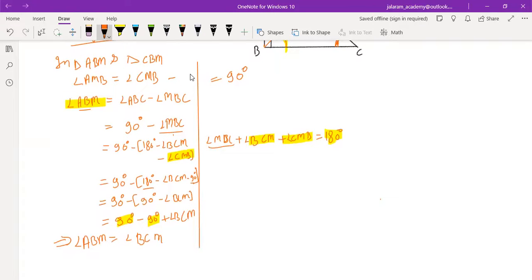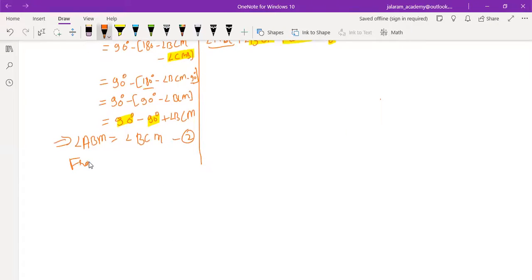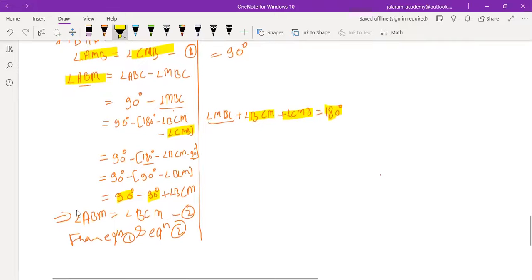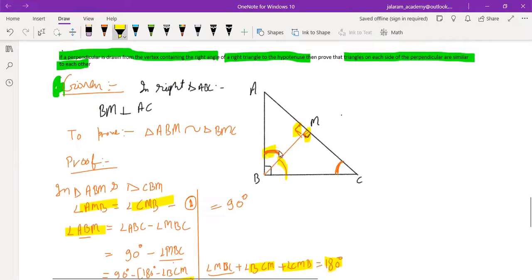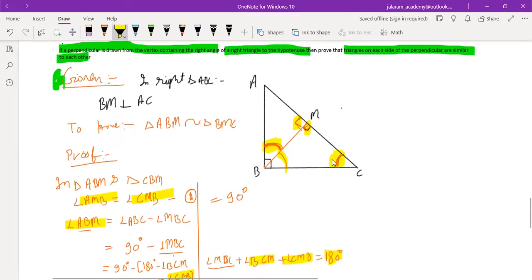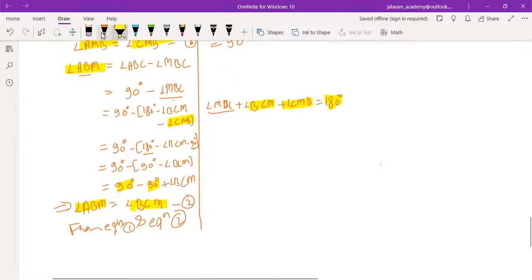As there is a long discontinuation, write this equation as equation 1 and this as equation 2. And from equation 1 and equation 2, we know that two angles are equal. The first angle is angle AMB equals angle CMB, and the second angle is angle ABM equals angle BCM, meaning this angle. So these two triangles are similar.